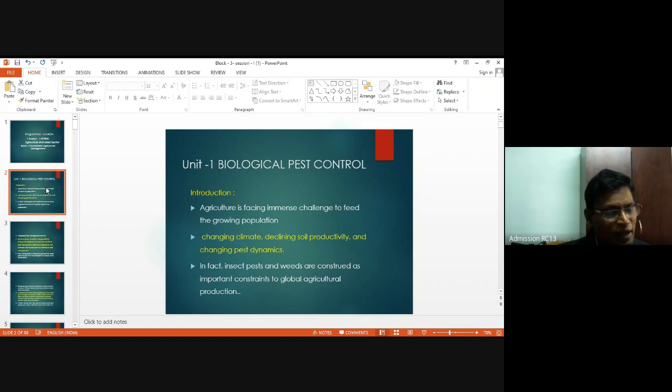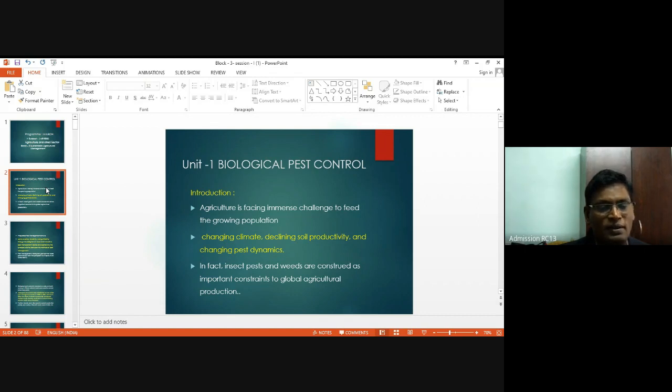See, the changing climate may be due to various reasons that we already studied: environmental pollution and other anthropogenic activity, which may be urbanization, industrialization, because several human activities make their own impact on climate. This leads to declining soil productivity. If soil productivity decreases, it will impact the productivity of the agricultural product. And managing pests is also very important in order to get a good yield from agricultural activity.